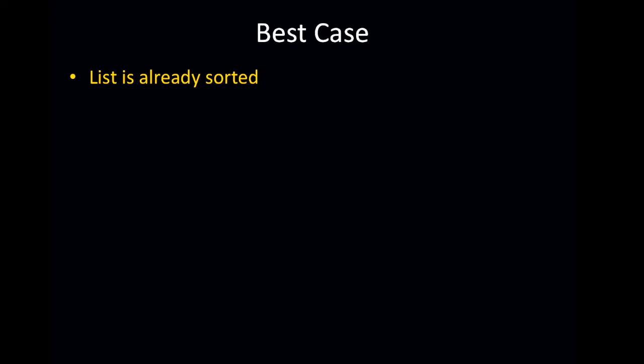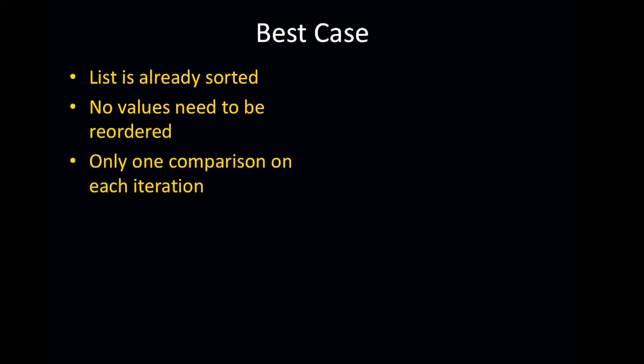So the best case for insertion sort is when the list is already sorted. None of the values need to move because they're already in their correct positions. What happens is, on each iteration, we do one comparison and find out the value left of the current value is not greater, so neither value needs to be repositioned. Let's see an example.